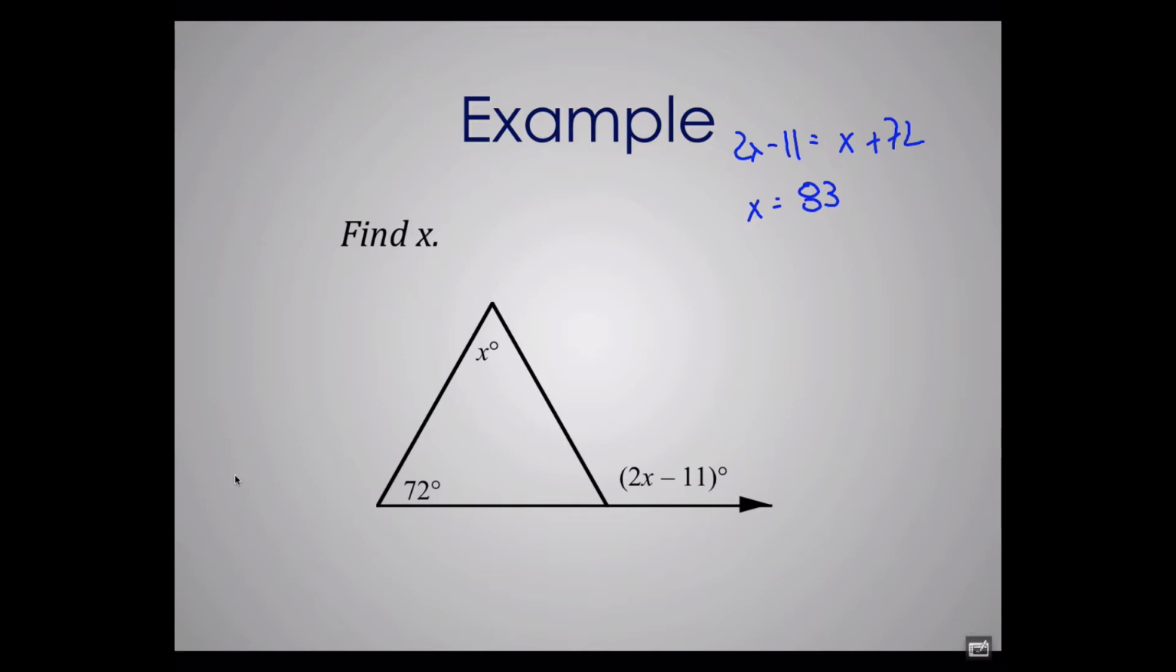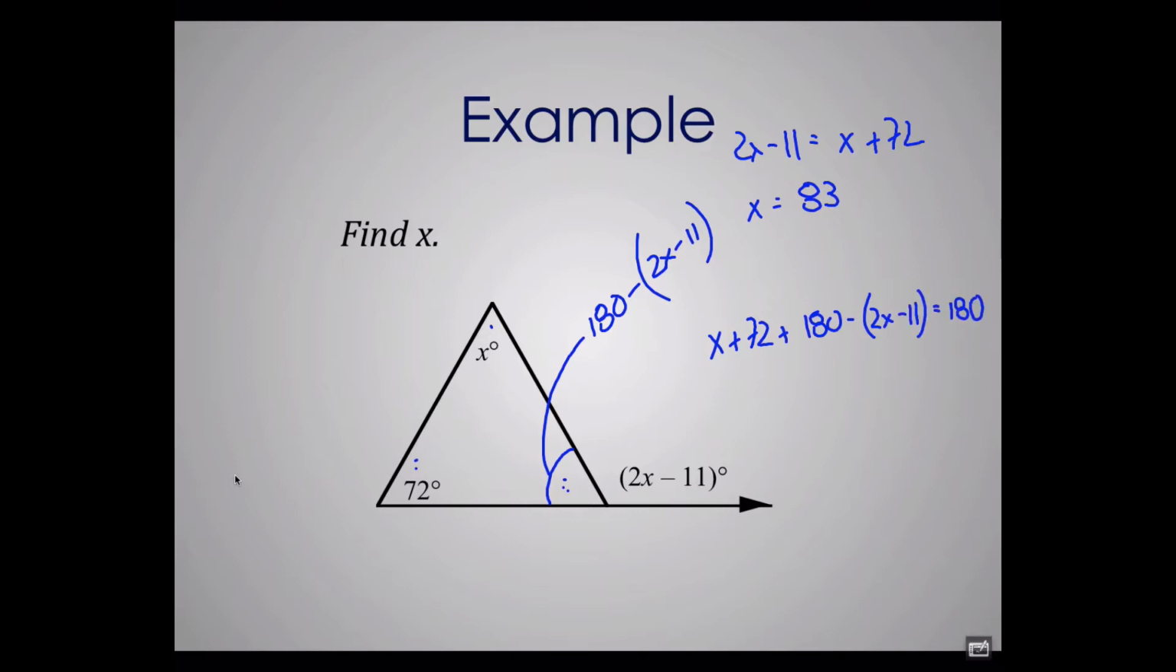Alternative approach. How big is that angle? Forget about this, just based on the picture alone, not on the work we've already solved. How big is that angle? 180 minus 2x minus 11. This angle is 180 minus parentheses 2x minus 11. First of all, those parentheses are extremely important. Now, what do I know about this angle and that angle? They have to equal 180. So x plus 72 plus 180 minus the quantity 2x minus 11 has to equal 180.